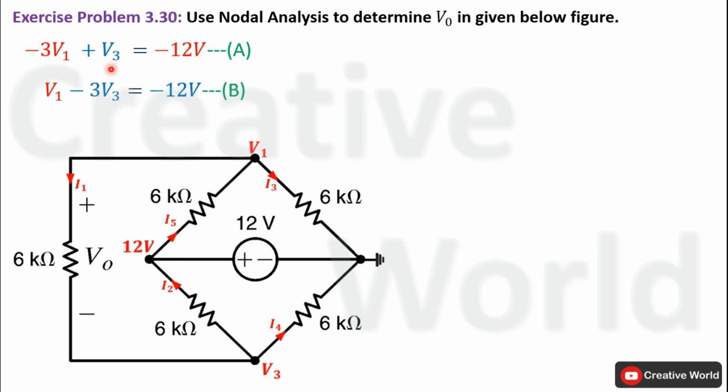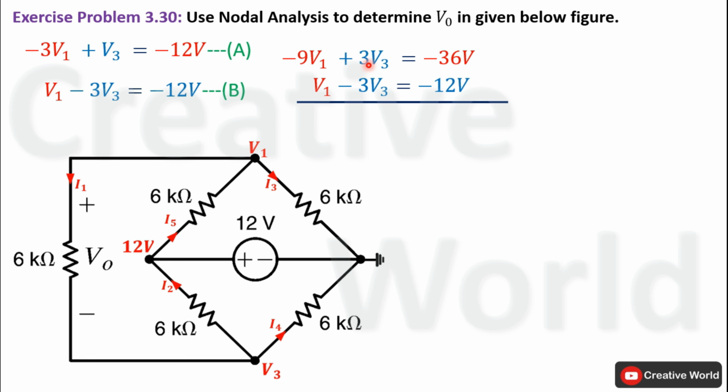So first of all, we will multiply equation A with 3. The resulting equation will be minus 9V1 plus 3V3 equal to minus 36 volt. We will add this equation with equation B. This plus 3V3 and minus 3V3 will cancel out with each other. Sum of minus 9V1 and V1 will become minus 8V1. On the other hand side of equal, sum of minus 36 volt and minus 12 volt will become minus 48 volt. Now in order to calculate the value of voltage V1, divide on both sides with minus 8. The value of voltage V1 will become 6 volt.